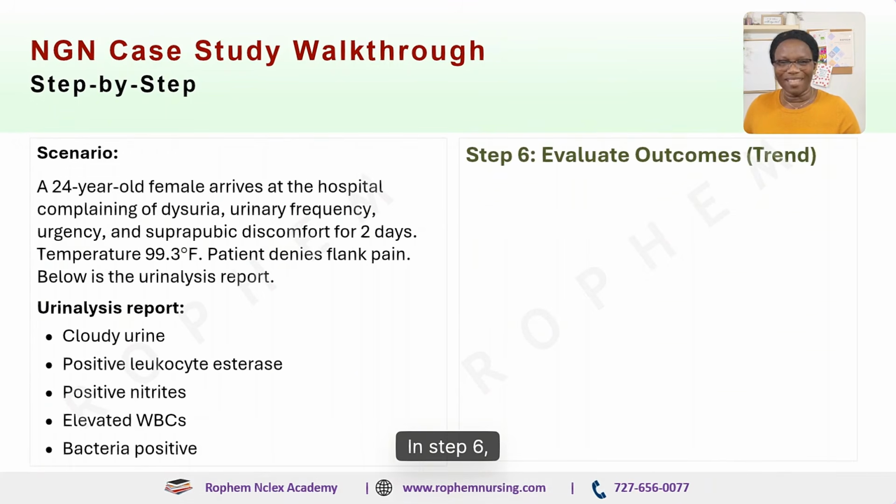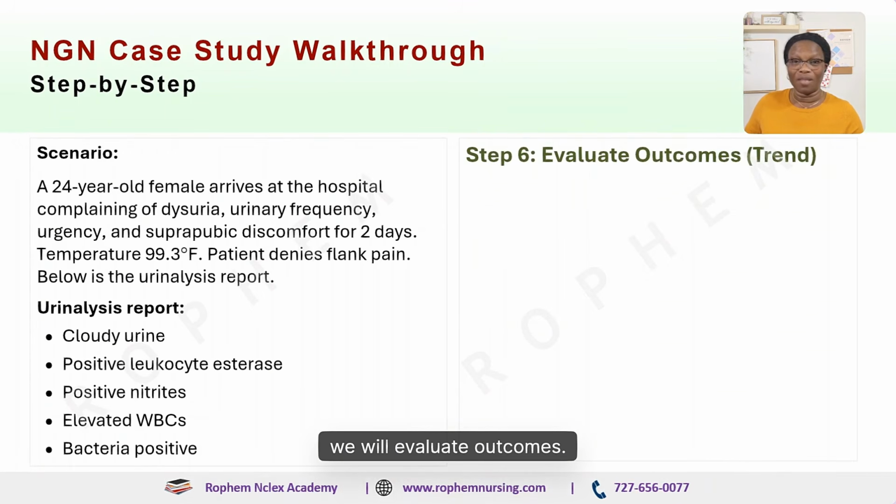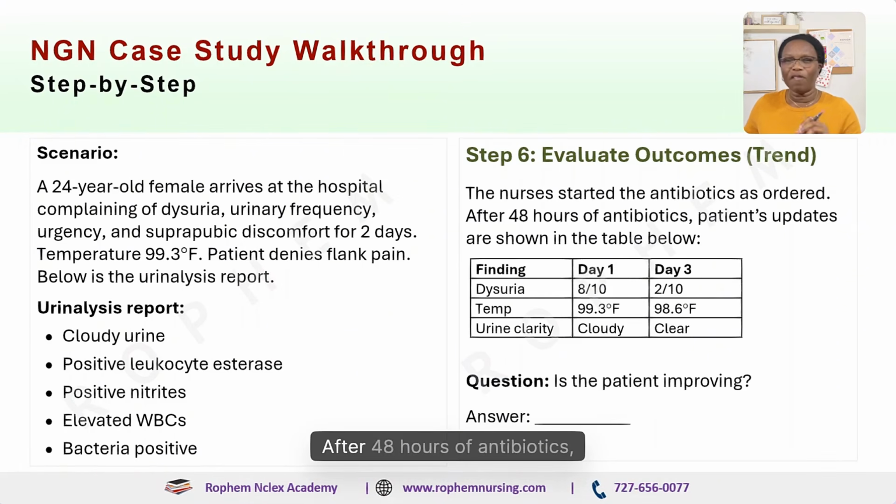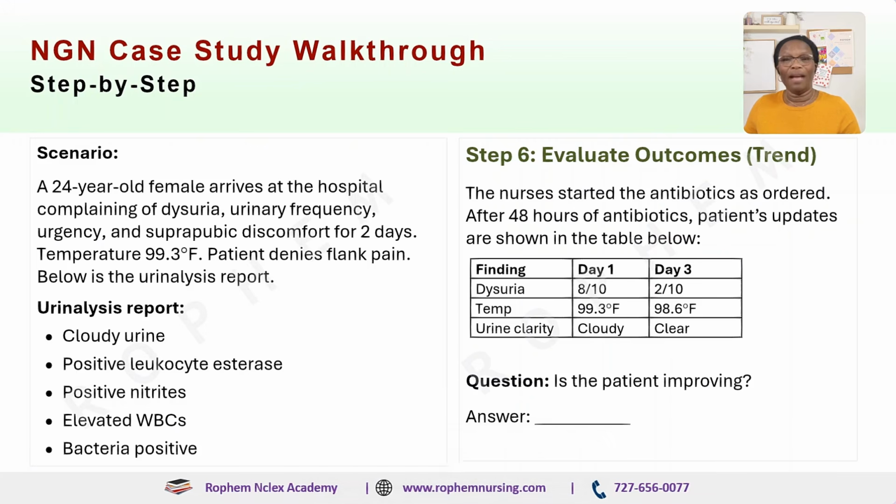In step 6, we will evaluate outcomes. The nurse started the antibiotics as ordered. After 48 hours of antibiotics, patient updates are shown in the table below. Here are the findings on day 1 and on day 3 for dysuria, temperature, and urine clarity. Here is the question. Is the patient improving? What do you think? Correct answer is yes, the patient is improving.